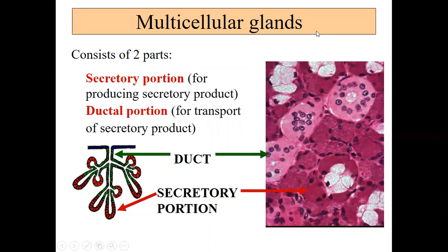For the multicellular gland, as I have mentioned in the early part of my lecture, it has two parts: the secretory portion that produces the secretory product, and also the ductal portion for transport of the secretory product. You can see here, this is the ductal portion. This is the secretory portion. This part transports the material. This part produces and secretes the material.